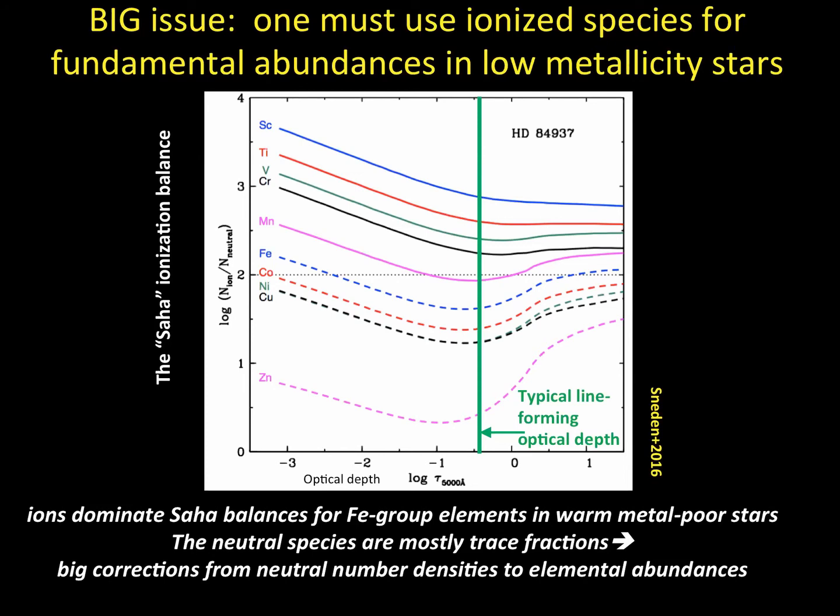The stellar spectroscopist had better understand that in very metal-poor main sequence stars, when absorption lines are being formed, effectively everything's ionized in the iron group. The number of atoms is really dominated by the ions, not the neutrals. So you should be careful.